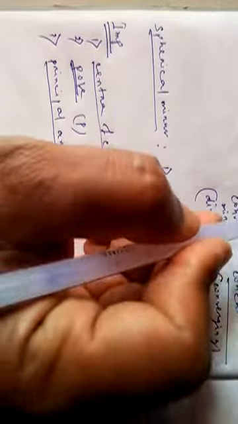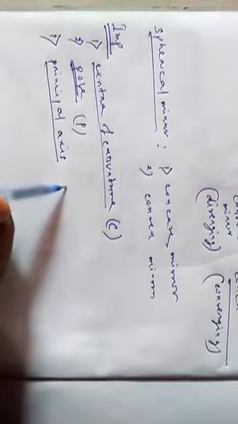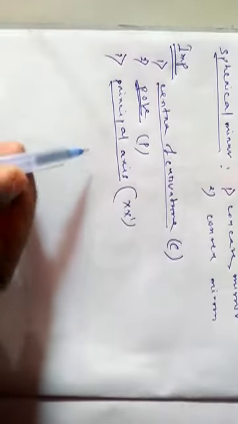Now, what is principal axis? It is a straight line joining both pole and center of curvature of the spherical mirror. If you join a straight line joining both pole and center of curvature, that is called principal axis, X dash X. So this is concave mirror, this is pole, this is center of curvature. If you join a straight line, then this straight line is called principal axis.